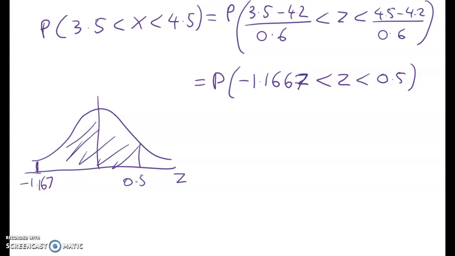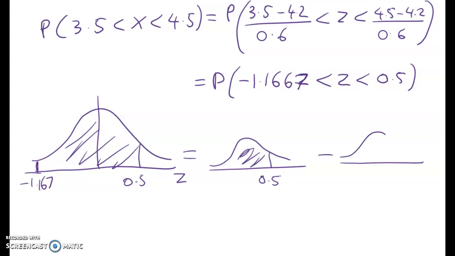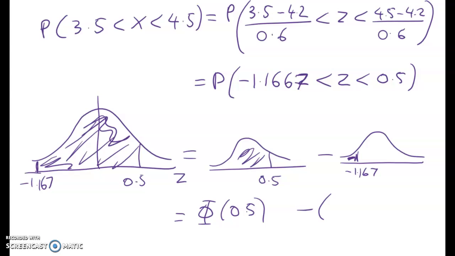So this probability can be found like this. It's going to be the area below 0.5 minus the little bit of area here below negative 1.167. So that equals phi of 0.5 minus this area here, which will be 1 minus phi of 1.167.